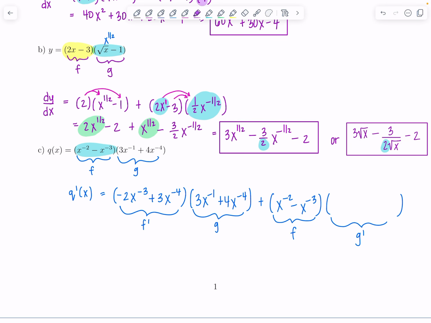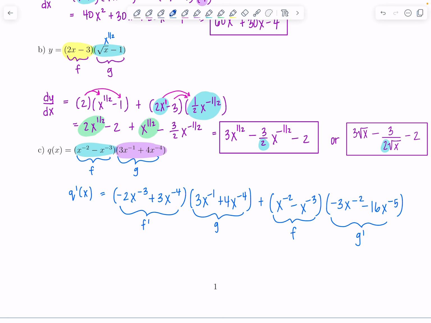So can you compute g prime? Bring the negative 1 down front. This is going to be negative 3x to the negative 2nd minus 16x to the negative 5th. How are we doing? Did you guys get it okay up to here?